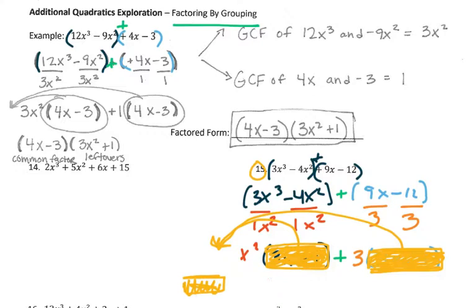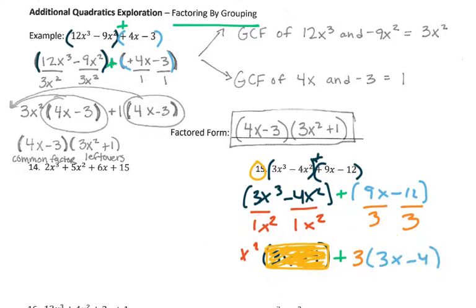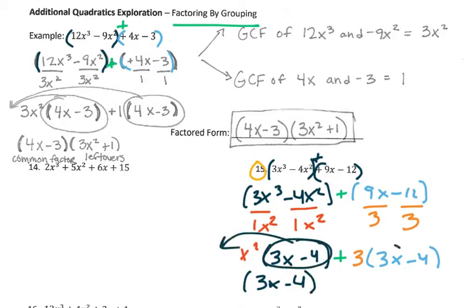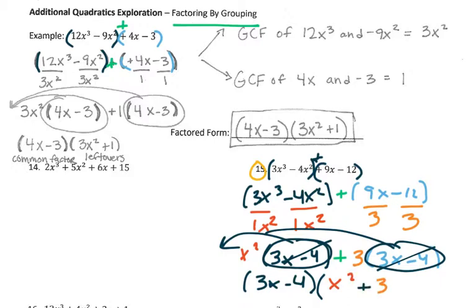So I'm going to erase these pieces. And so now we're going to say that that yellow box, which is actually 3x minus 4, is going to come out front. So this piece is out front, this piece is out front. And so if those go out front, what's left over? An x squared and 3. And so this is the completely factored by grouping process of unfactoring something that is 4 terms long.